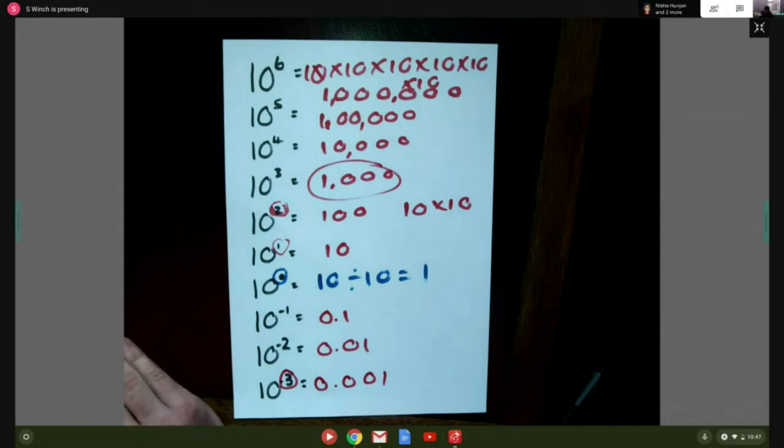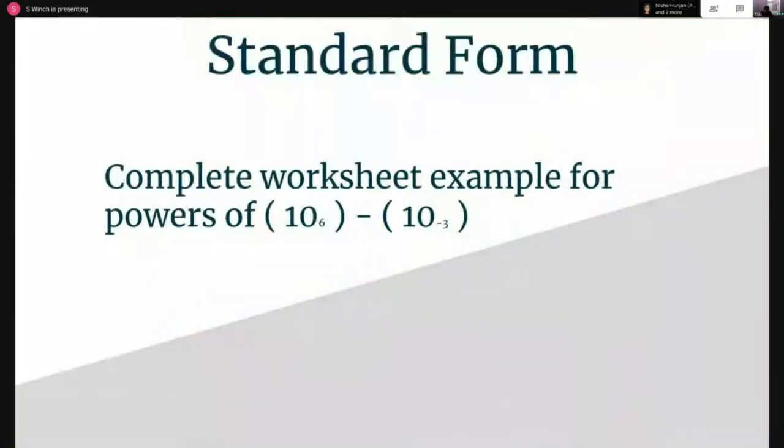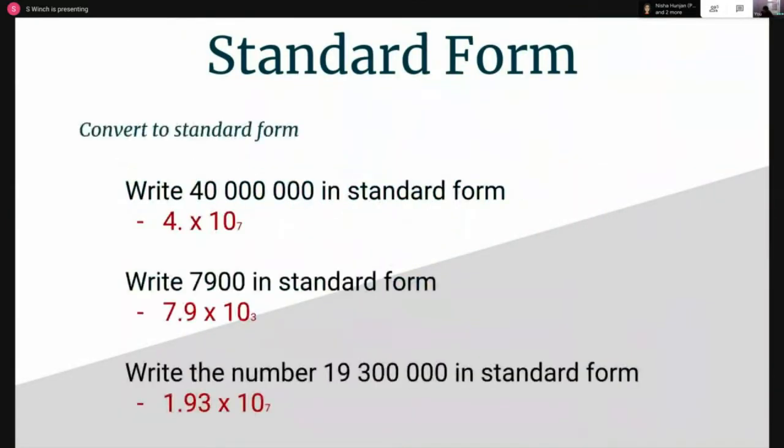Okay, so there's a quick introduction to 10 to the power of numbers, and now we're going to look at converting to standard form. So the first 3 questions are examples of whole ordinary numbers, and then they're written below in red in terms of standard form. So 40 million is the first number, and to write that in standard form, the answer will be 4 times 10 to the power of 7.